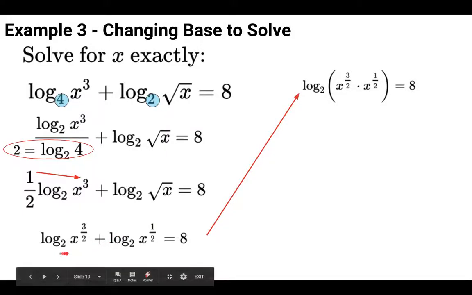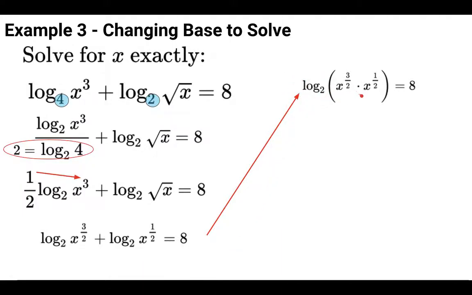I can combine using the product property, and now I can make this one log base 2 of x to the 3/2 times x to the 1/2. Using my exponent properties, if I'm multiplying these together, I have to add the exponents. So this all becomes log base 2 of x squared equals 8. And this is kind of how I like to see this, because right now I can convert this into exponential form. So this converts to x squared equals 2 to the 8th.